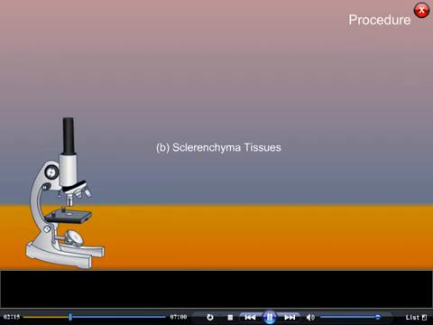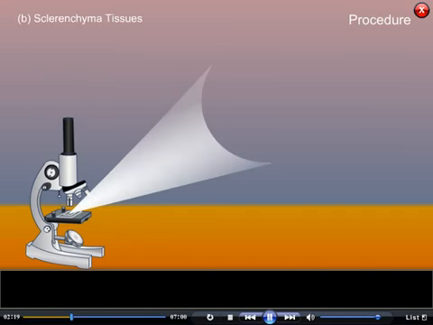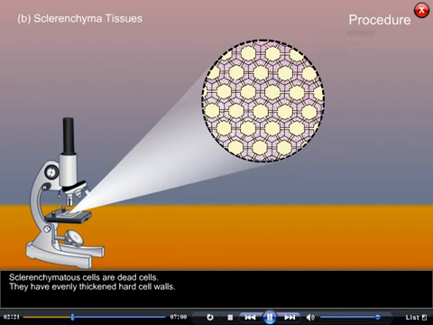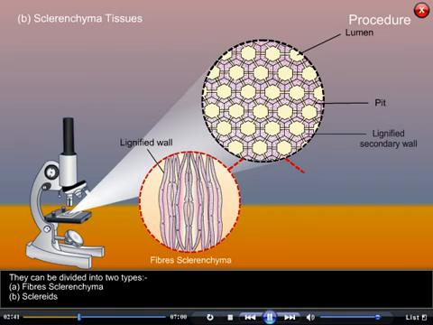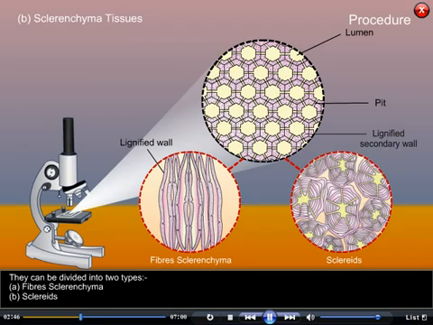B. Sclerenchyma tissues. Sclerenchymatous cells are dead cells. They have evenly thickened hard cell walls. They have very little or no protoplasm. They have hard lignified secondary walls. They can be divided into two types: A. Fibrous sclerenchyma. B. Sclereids.